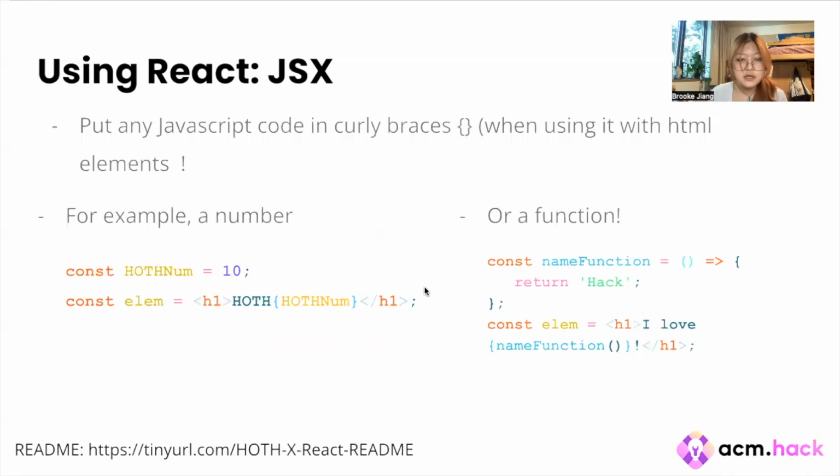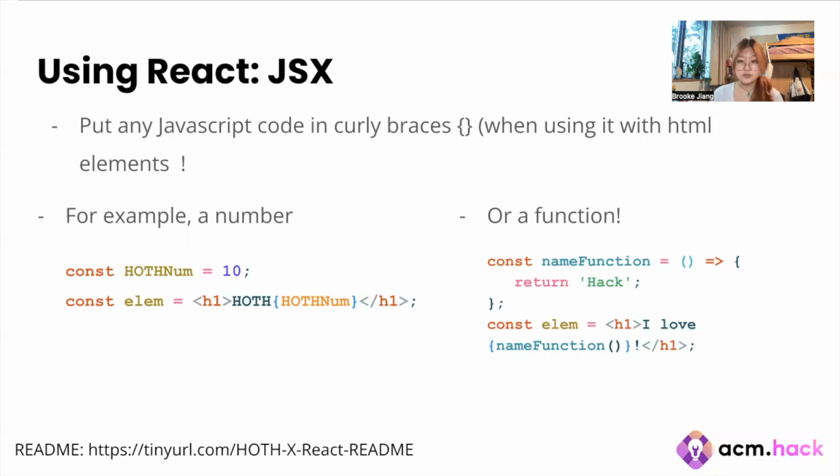Some other examples of JSX, you can put JavaScript code in curly braces and just use them in your HTML. For instance, we can make a JavaScript variable called hothNumber and put 10 in there because it's our 10th Hack on the Hill. And you can make a header tag in HTML that says HOTH, curly braces, hothNumber, and JSX will deal with that in a way that it knows to put in that header the HOTH 10 instead of just printing out hothNumber.